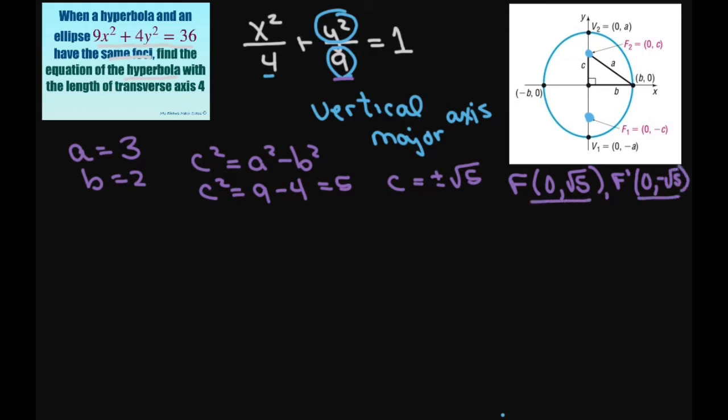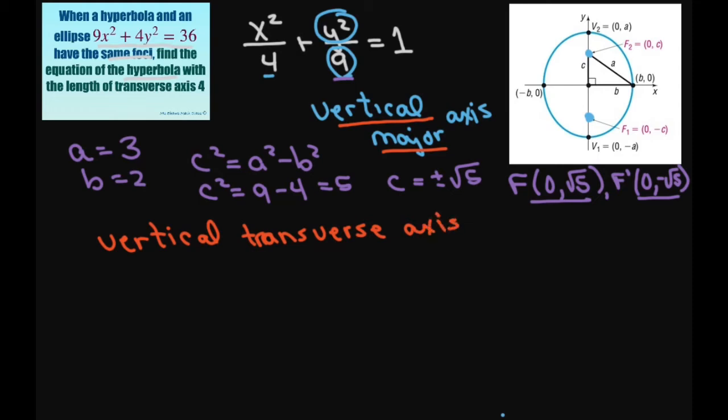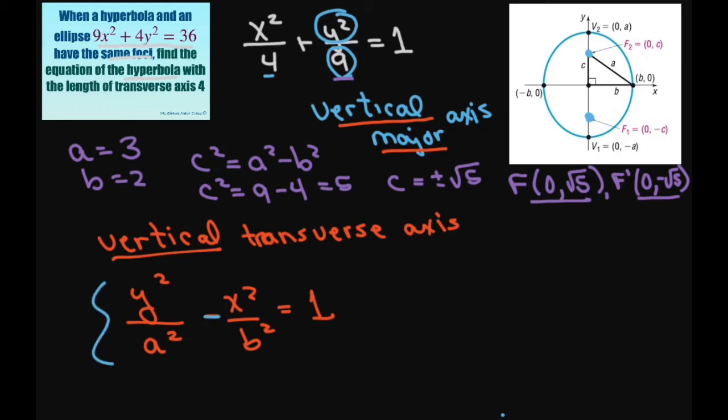Now that's what our hyperbola has. So the foci lie on the y-axis, so the transverse axis of the hyperbola is vertical as well. So vertical major axis. Now we have a vertical transverse axis. That means we're going to use the equation. Since it's vertical, you write y squared first. So it's going to be y squared divided by a squared minus x squared divided by b squared equals 1.